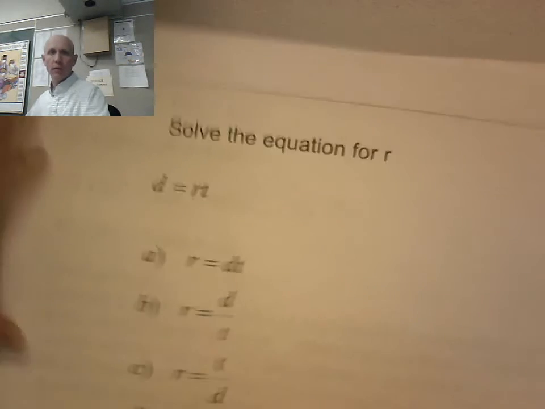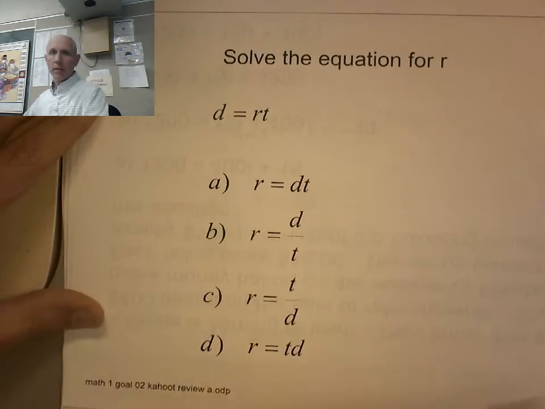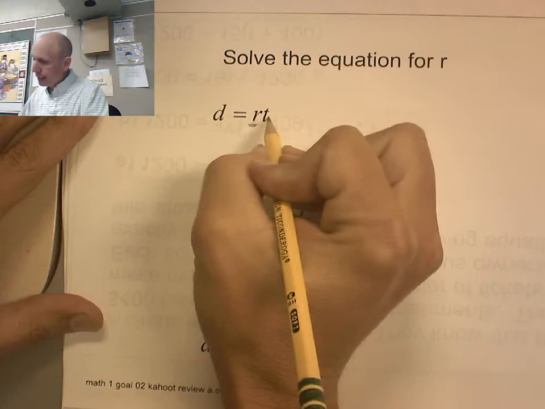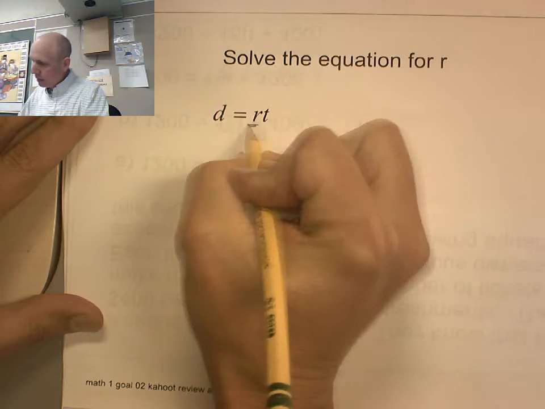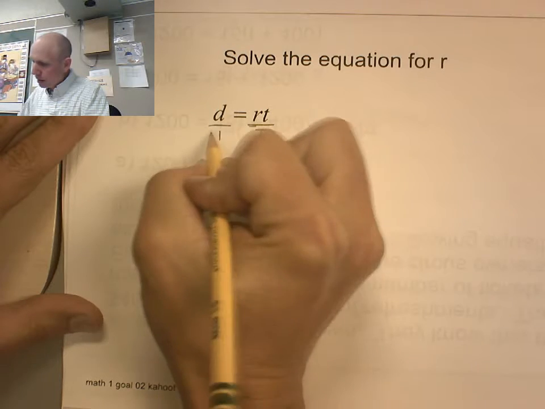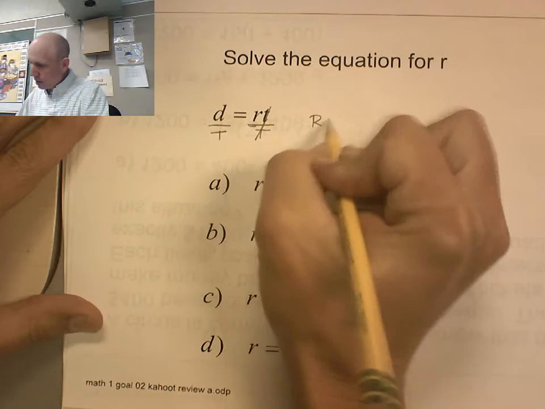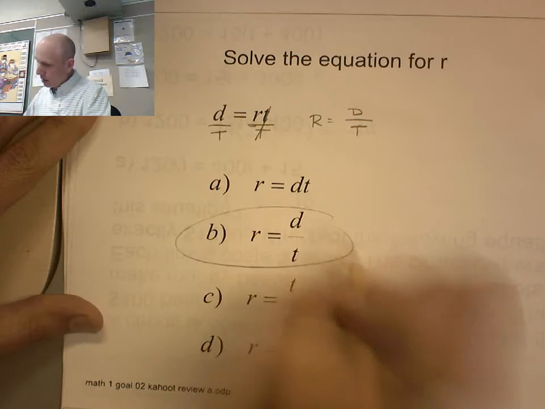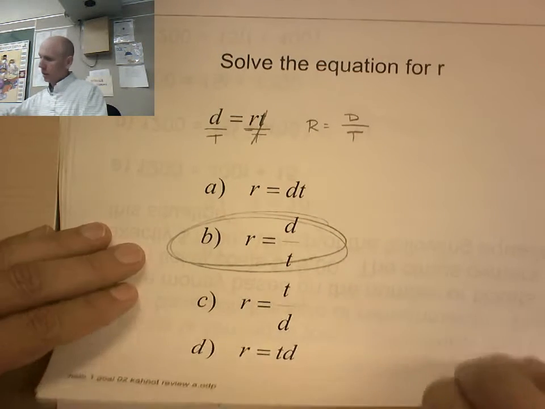Solve this equation for R. So I'm trying to get R all by itself. Who's bugging the R? The T is bugging the R. So I'm going to divide both sides by T. And that leaves me with R equals D over T. R equals D over T, so it's B. There we go.